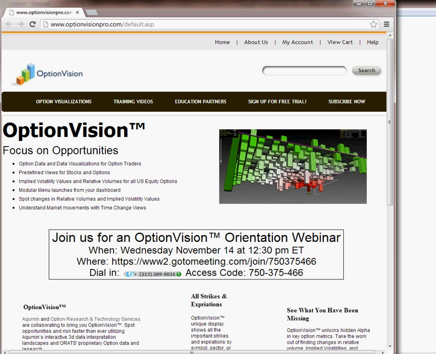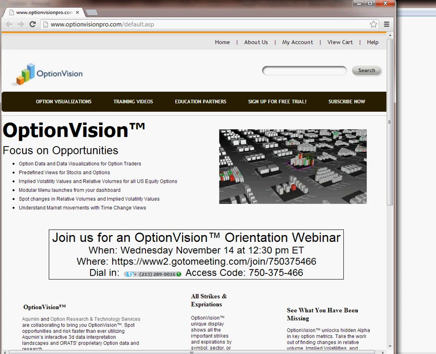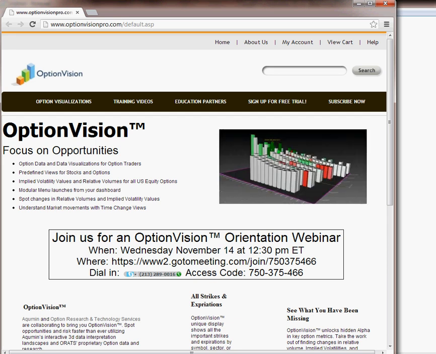OptionVision is a graphics tool to look for opportunities in the option market. It is a product of a joint venture between my firm ORATS and Acumen. Acumen does these visualization landscapes.